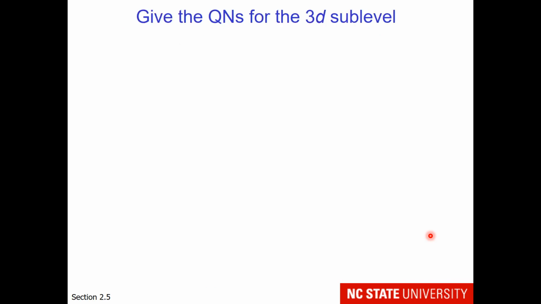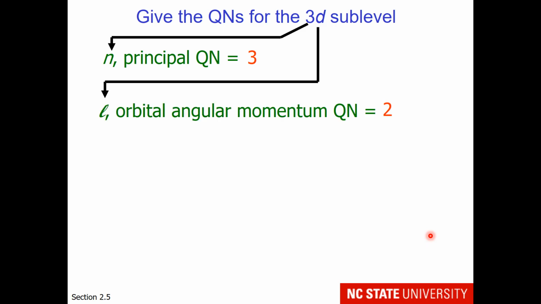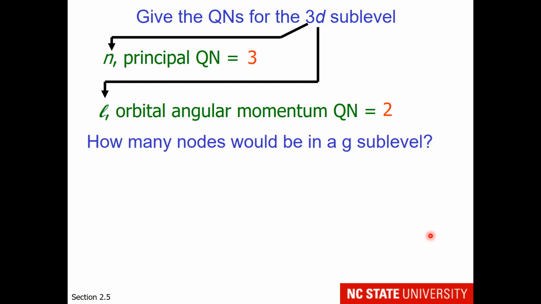So if you are asked to give the quantum numbers for the 3D sublevel, n is the numeric value you see. The principal quantum number is 3. For D, recognize that the orbital angular momentum quantum number is 2. Remember that L gives us the number of nodes. So if you were asked how many nodes would be in a G sublevel, G corresponds to L equal 4. So that would be 4 nodes.